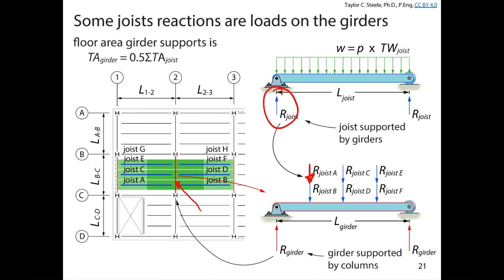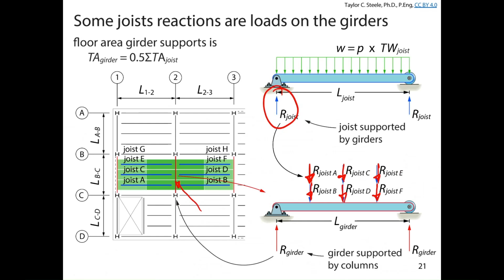We've got joist B on the other side, loading the girder with a reaction force. And at all the other locations, we've got C, D, E, and F, loading the girder with that reaction force. Okay, so we've got reactions at the locations of the joists. Those are the loads that are going to be acting on my girders.